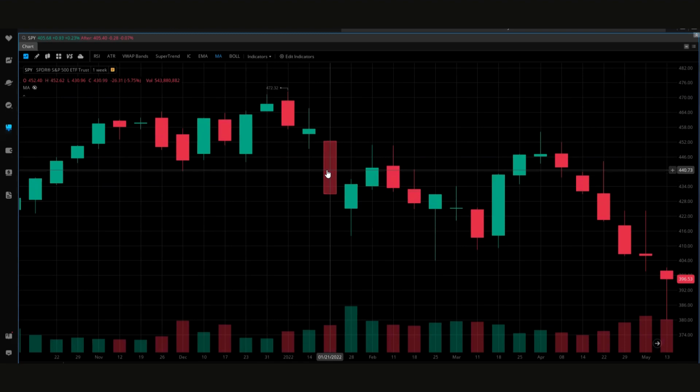The open was 452.40. The high was 452.62, so just 22 cents higher than the open. The low, $430.96, and the close, $430.99. So just 3 cents difference between the close and the low, which is why there's no wicks. If there were wicks, that would let me know that the low and the close were further away from each other, and the high and the open were further away from each other. But because they are so close in price, this is why you're seeing this candlestick look the way it does.